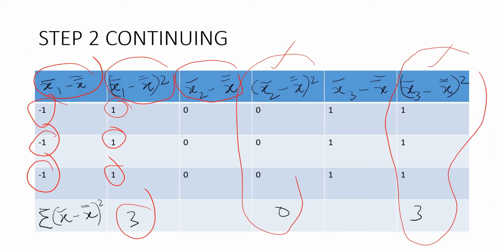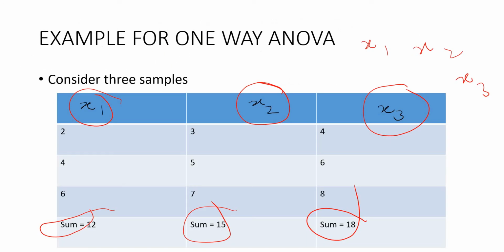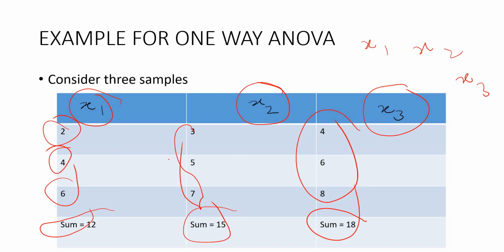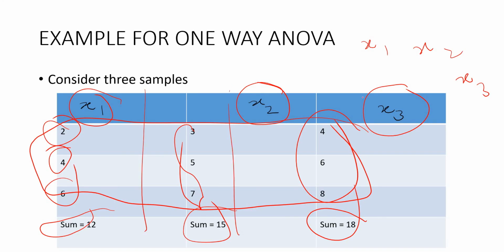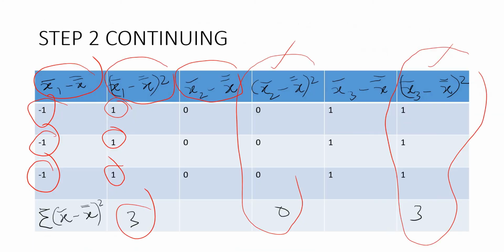I will show you the table from the beginning. How many observations are here? 3, 3, 6, 9. We have 9 observations. How many columns do we have? 3 columns: 1, 2, 3. You got it, so 9 observations and 3 columns.